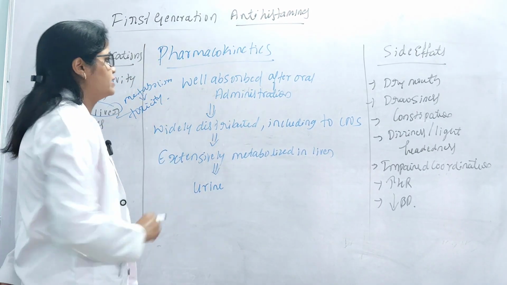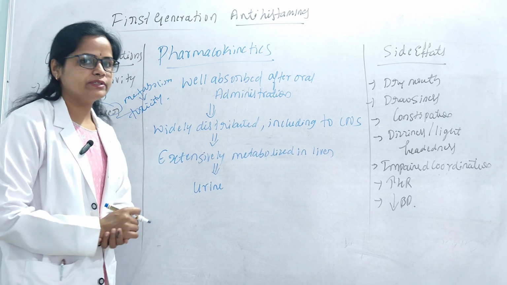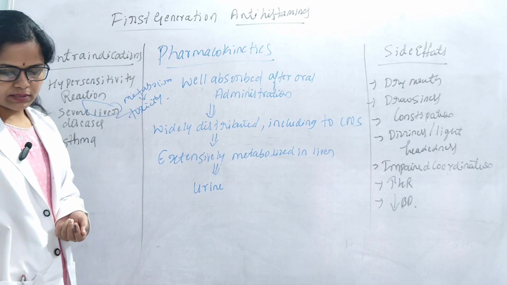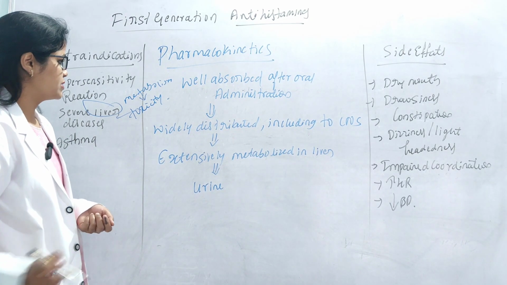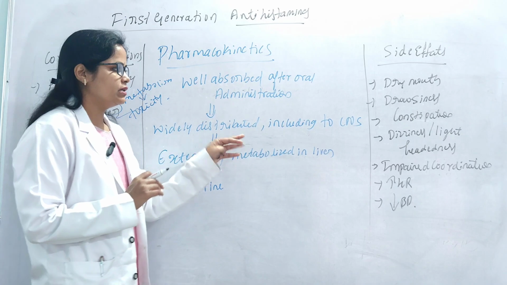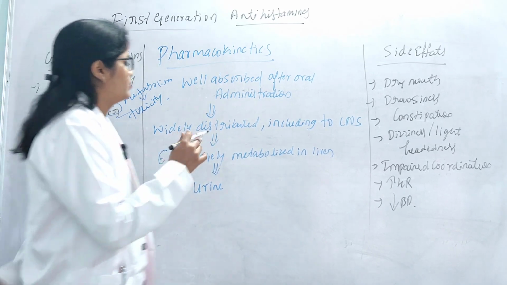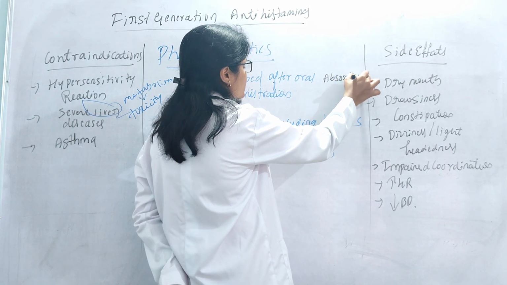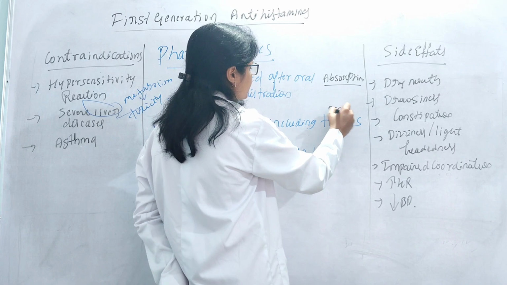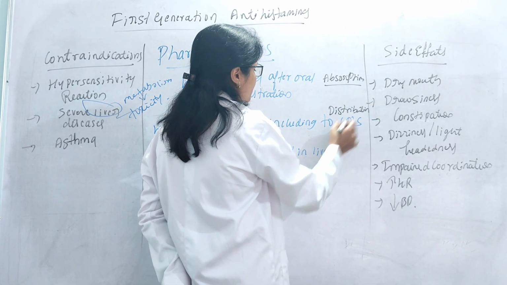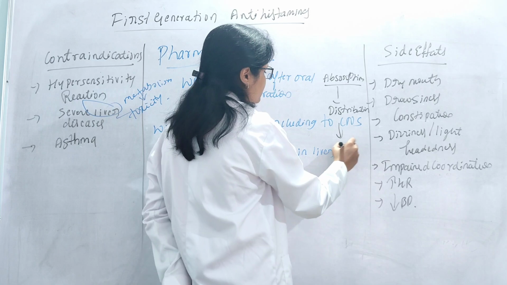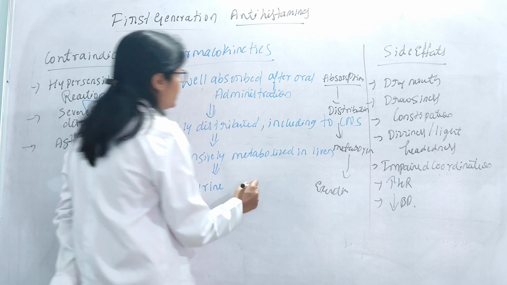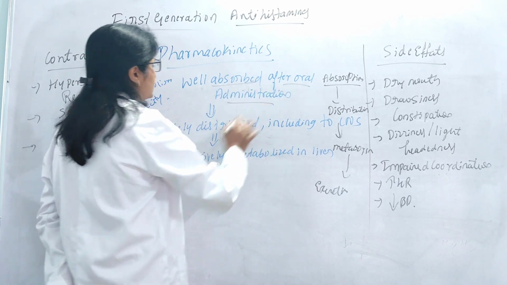Next we'll see the pharmacokinetics. Here the first generation antihistamines are well absorbed after oral administration and widely distributed including into the CNS. Pharmacokinetics includes 4 steps, that is absorption, distribution, metabolism and excretion. Here the absorption occurs through oral administration.